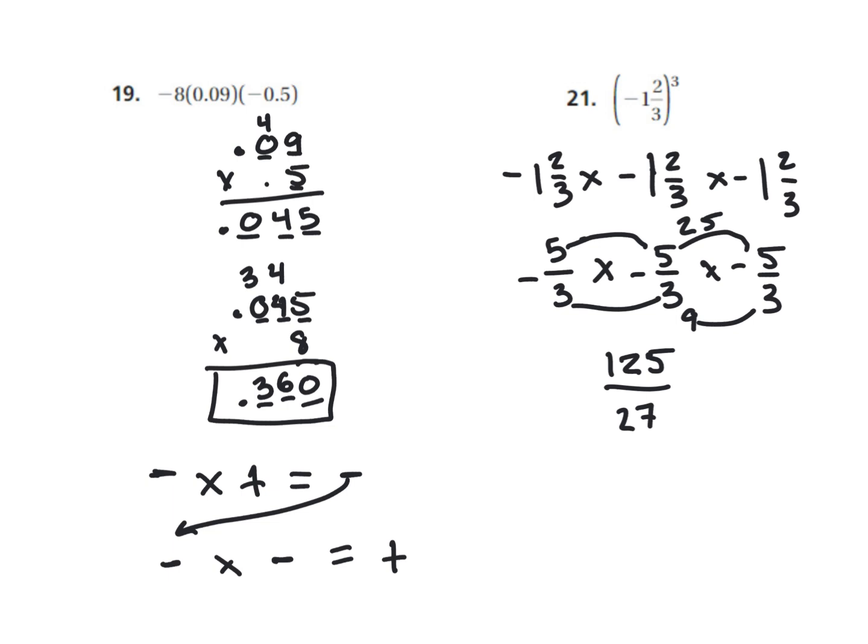Now we can just turn that back to a mixed number. 27 goes into 125 4 times. 27 times 4 would be 108. So that means there'd be 17 left over out of 27.